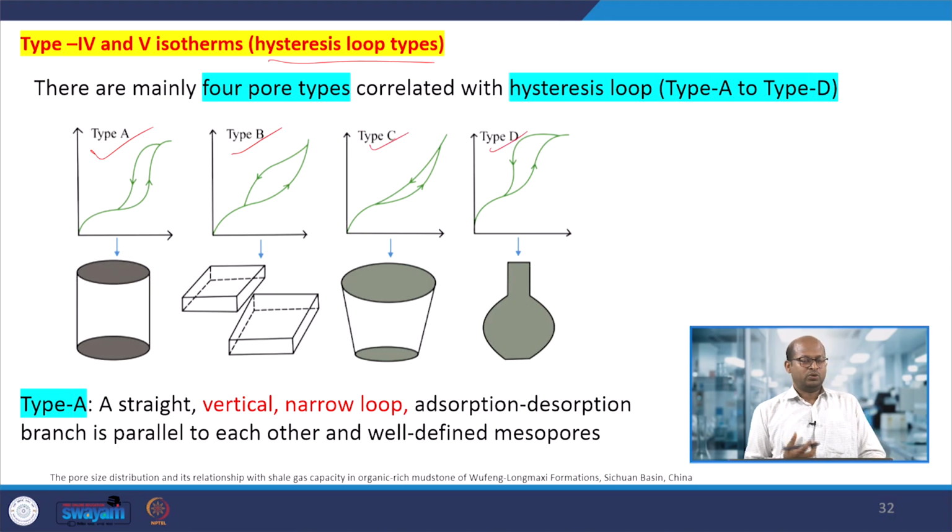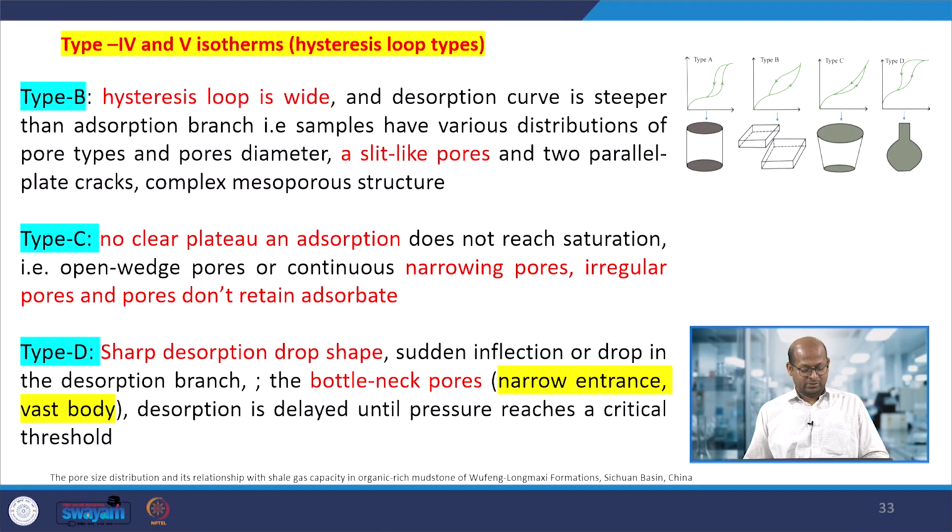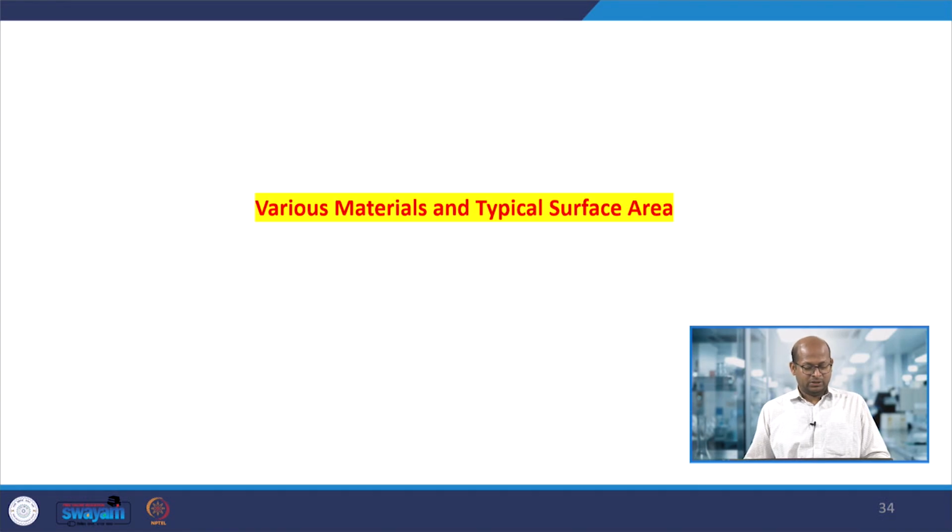So pores may be of different types: cylindrical, plate type, or bottle type. Depending on the nature of the mesopores present, we see different types of isotherms, and based on that we can say which type of pore structure is present in that mesoporous material. It is given here, so you can see the details.